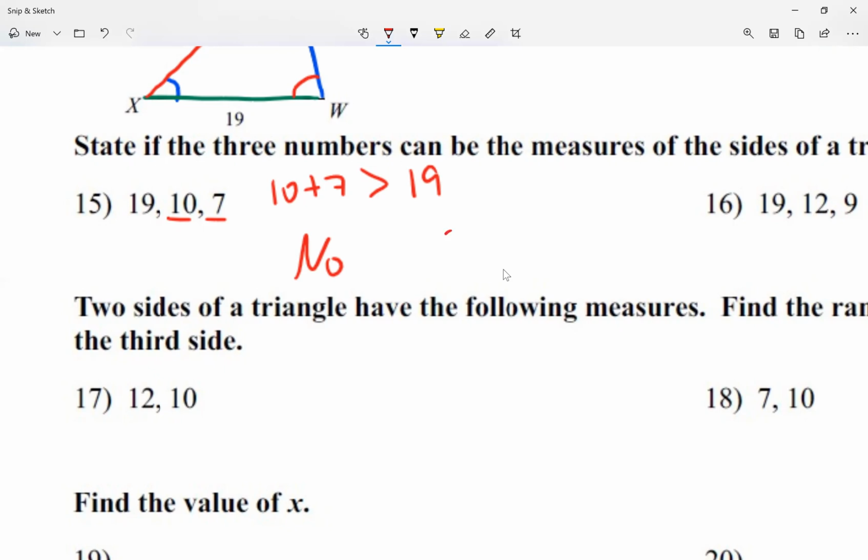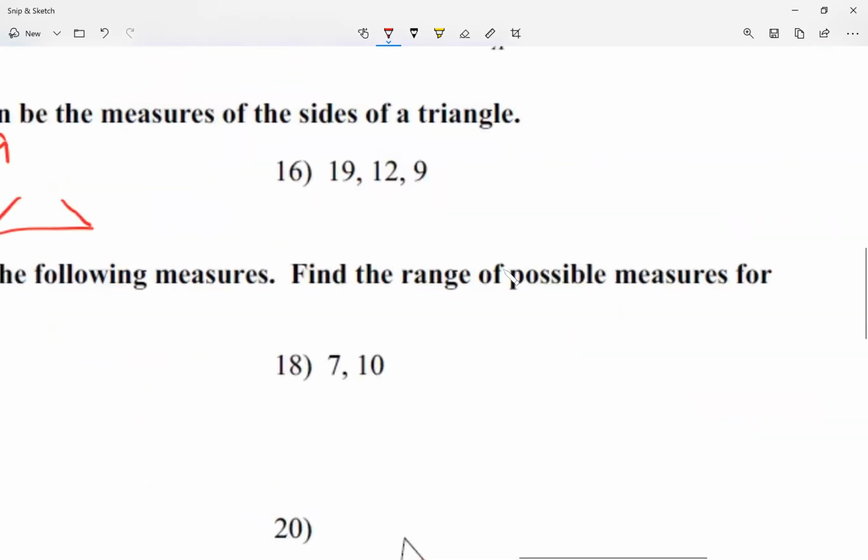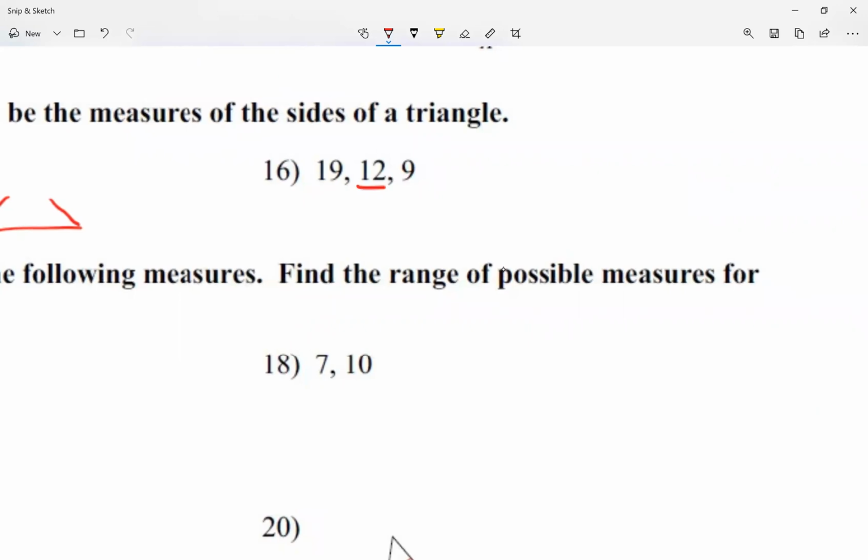What I will get is something like this. The sides are not going to touch. So no. Now here for number 16, let me identify the two small sides. By coincidence, the biggest side was first, but not always. The numbers are not given in any order. Let me add the two small sides, 12 plus 9. It has to be bigger than the third side, which is 19. Is 12 plus 9 more than 19? I know 12 plus 9 is 21. Is 21 more than 19? Yes.